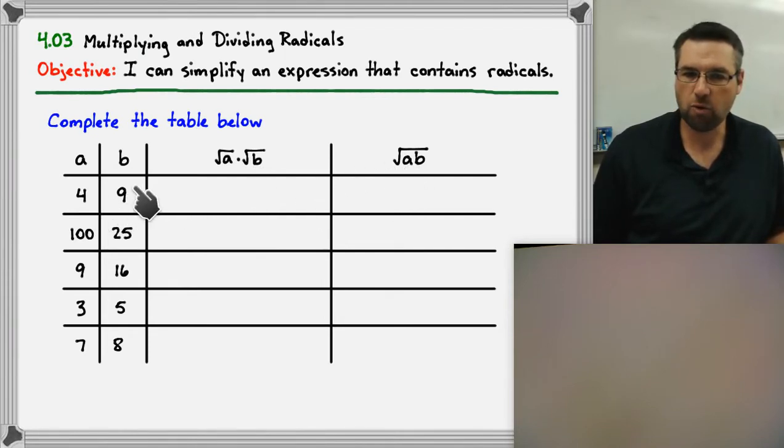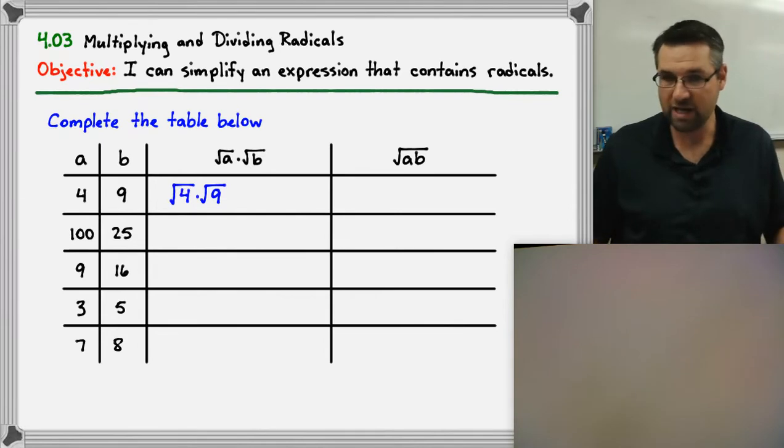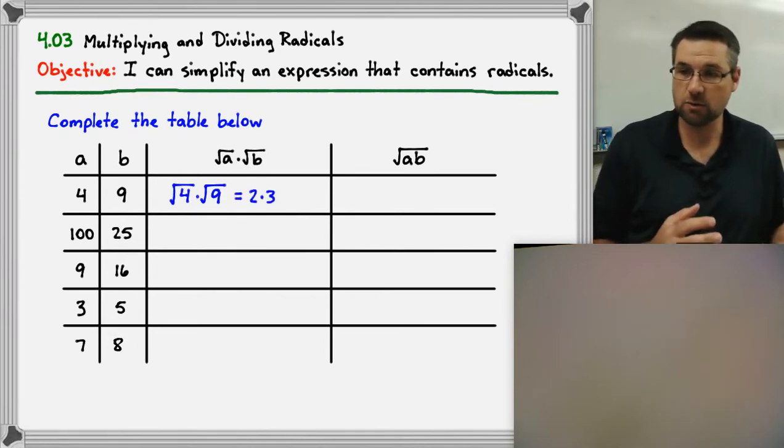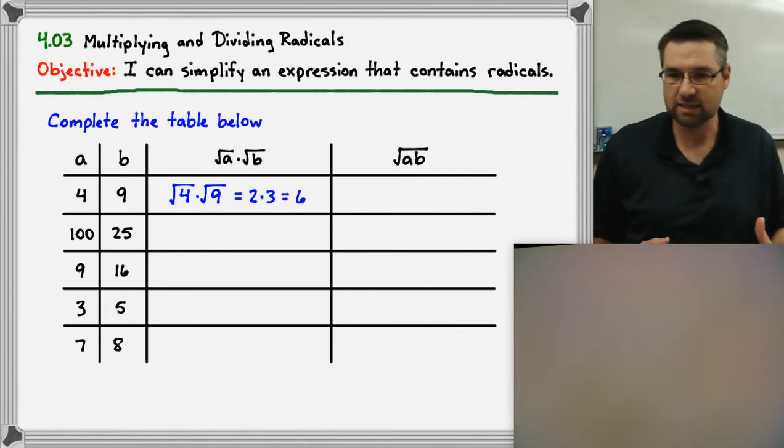If I plug 4 into A and 9 into B, I would get the square root of 4 times the square root of 9. Well, we know what the square root of 4 is. The square root of 4 is 2, and the square root of 9 is 3. So 2 times 3, when we simplify that, is 6.